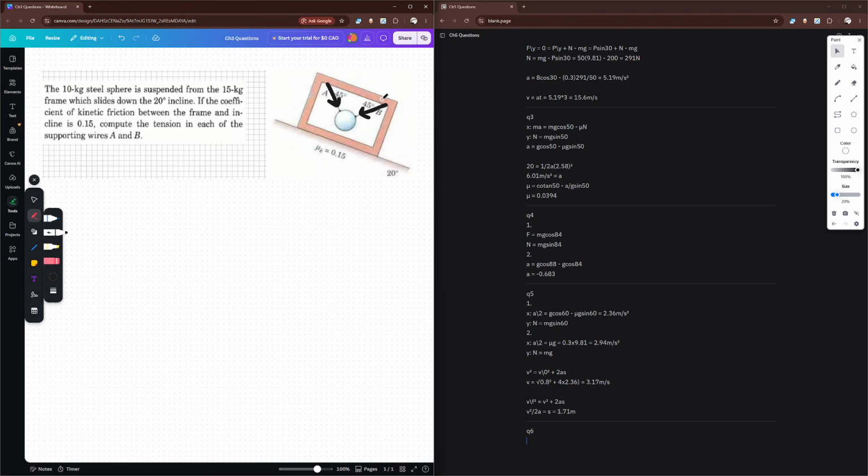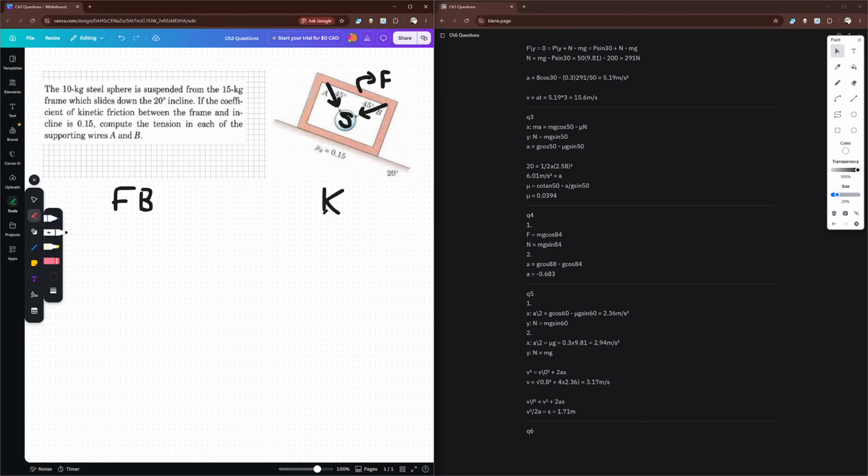So there's a ball and there's a frame. I'm going to call this frame F, and the ball is a sphere, so I'm going to call it capital S. Time to calculate, and before we calculate, we're going to do free body diagrams and kinetic diagrams.